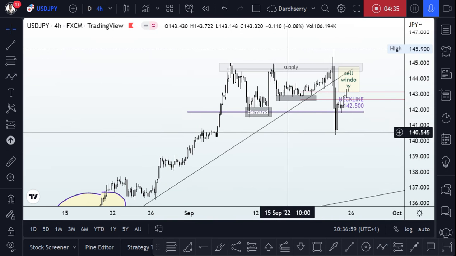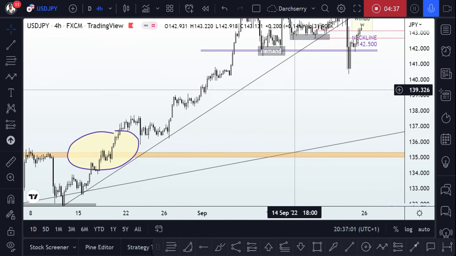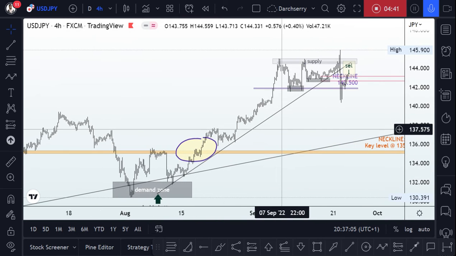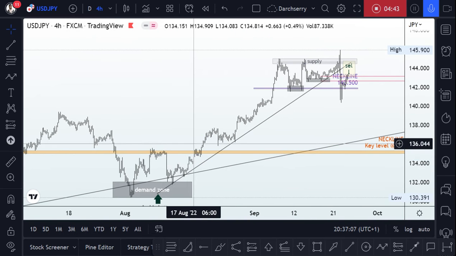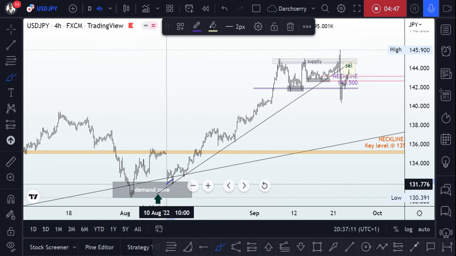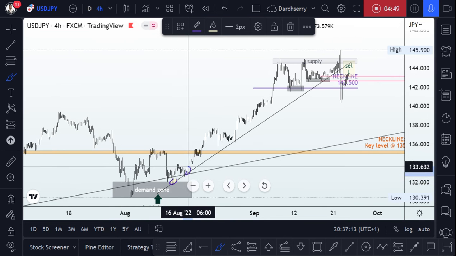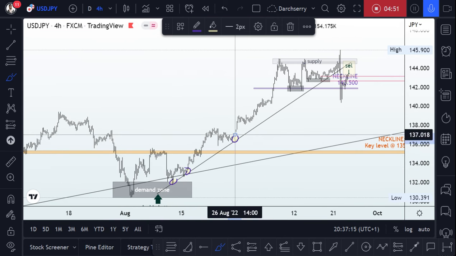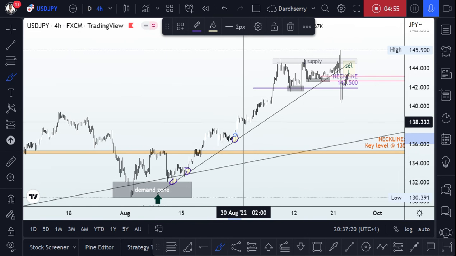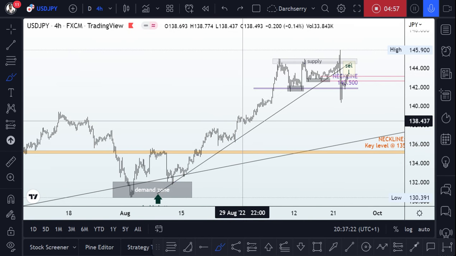So we have a neckline here at the 142.500 area, and if we look at the structure here, I was also able to identify a bullish trend line after connecting the series of higher lows, to give us that resultant bullish trend line, which for me at this point appears to be a temporary one.